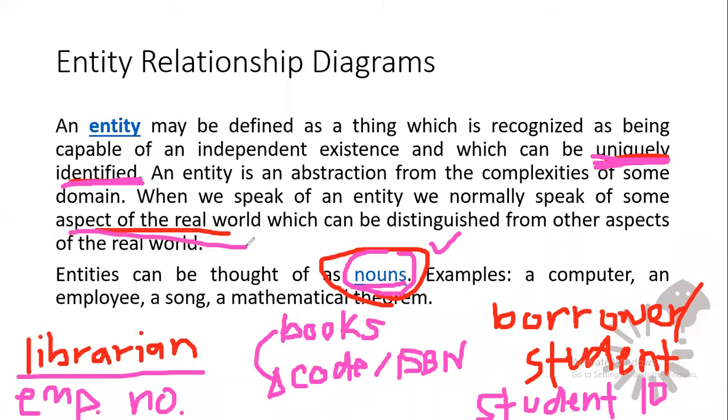aspect of the real world, noun, these can be identified as entity. Follow? Is that clear? O yung 12 kong estudyante sagot. Naintindihan mo that point? Okay, next.